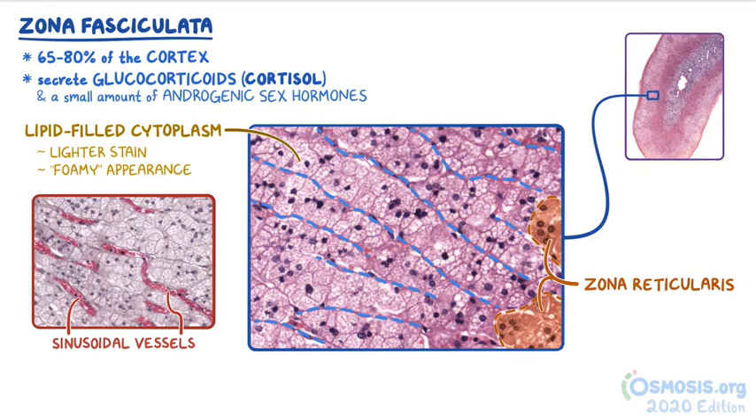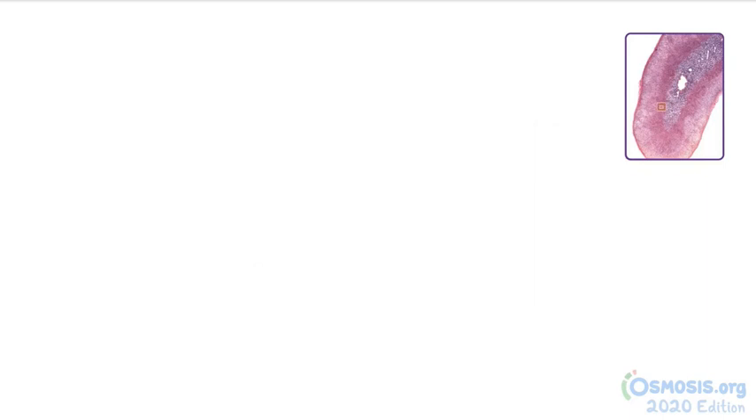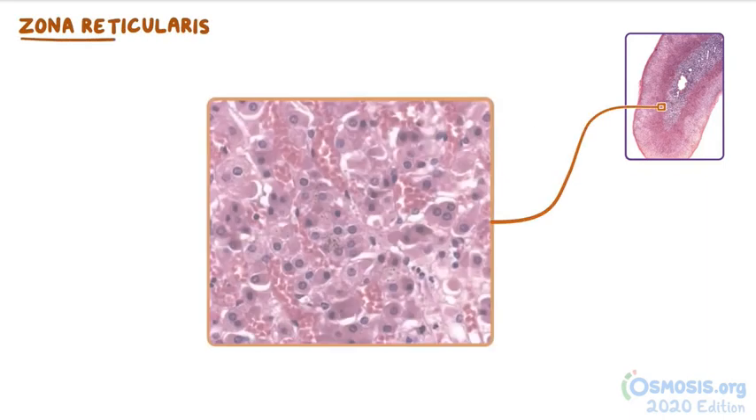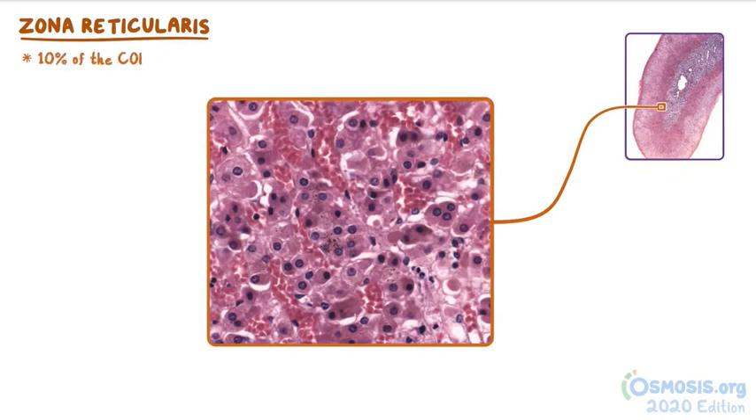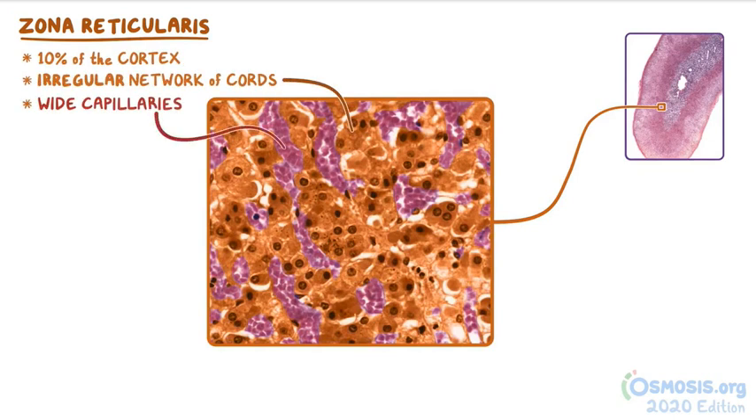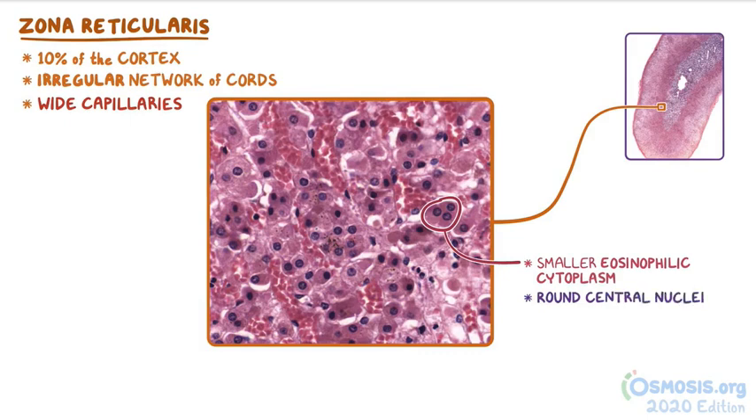Continuing even deeper into the adrenal cortex, let's take a look at the innermost layer of the cortex, the zona reticularis. This zone comprises about 10% of the cortex and contains an irregular network of cords with wide capillaries throughout. The capillaries are easily identified in this image, since they're the areas that are filled with red blood cells. The cells in this zone are smaller, with a pink or eosinophilic cytoplasm and round central nuclei. These cells stain darker than the previous layers because the cells contain fewer lipid droplets. In general, the secretory cells in this layer are primarily responsible for secreting androgens.